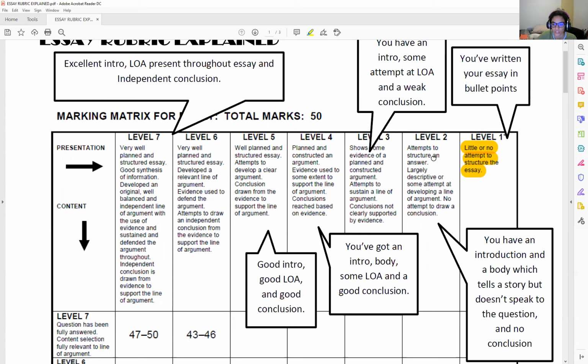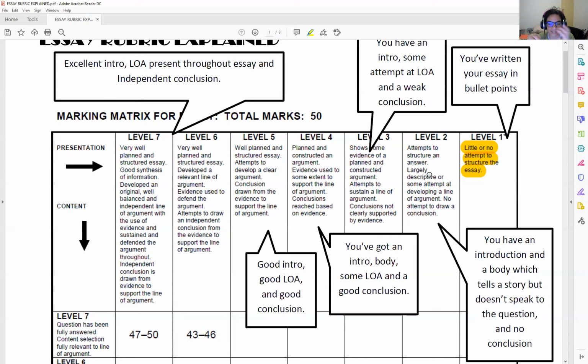Then we have a level 2, which is attempts to structure an answer. So they maybe have one line of an introduction, nonsense, but they've got it in paragraphs. Their nonsense is in paragraphs. And you can see that they know a little bit about the things, but the things that they are explaining are very descriptive. So they're not actually answering the question. They are just speaking in a very descriptive way. So think of it like telling a story. That is what we mean when we say descriptive. We're not proving the argument, we are telling a story.